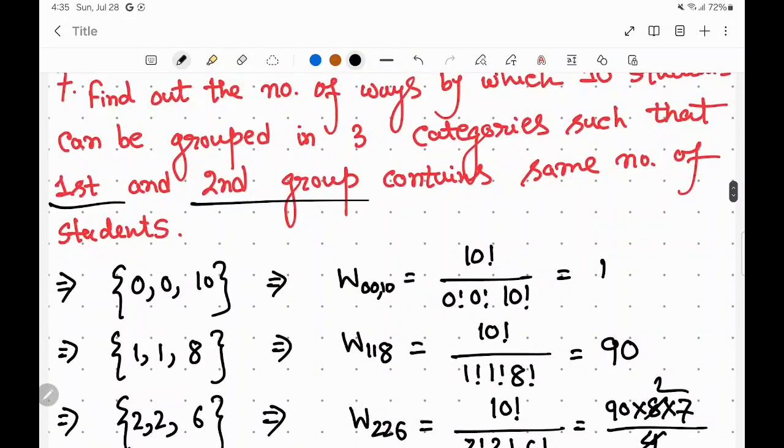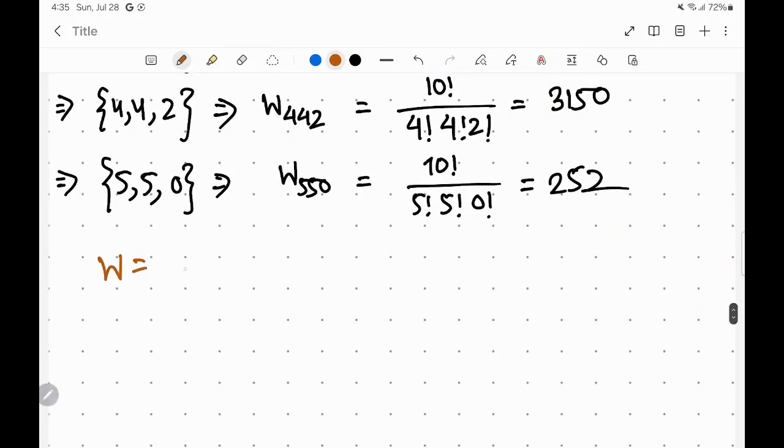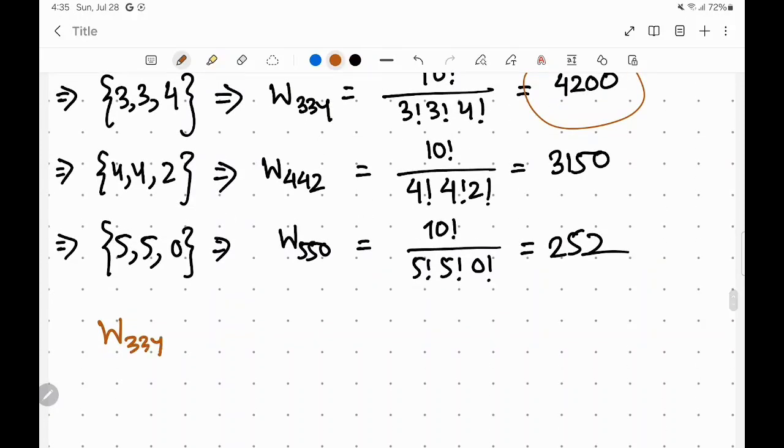Now you have to add for the total number of ways. One more thing is clear from this: the configuration 3, 3, 4 is the most probable configuration. How can you identify the most probable configuration? It's very straightforward. You have to find the probability. The total W will be the sum of all the W's. For any configuration, say 3, 3, 4, the probability will be W334 divided by W. Obviously this will be the maximum among all configurations, and that's why it's called the most probable configuration.